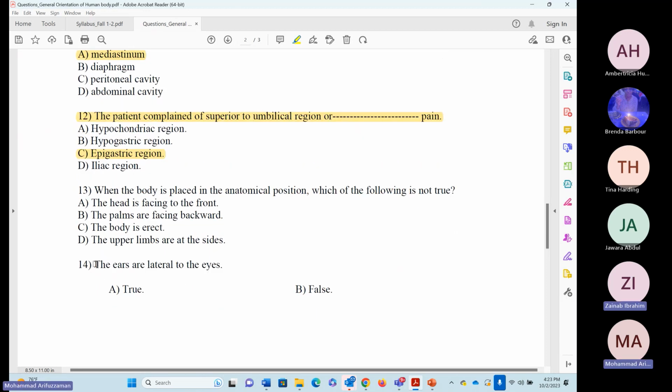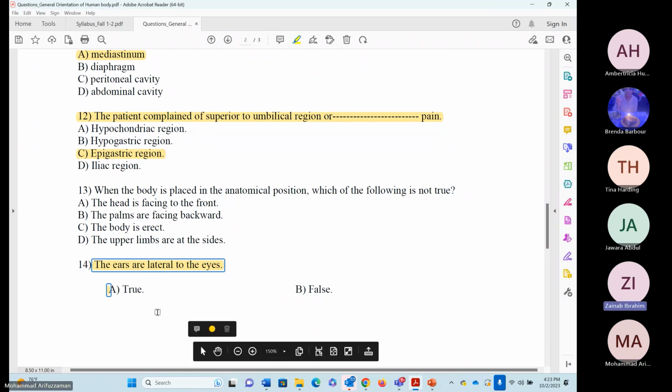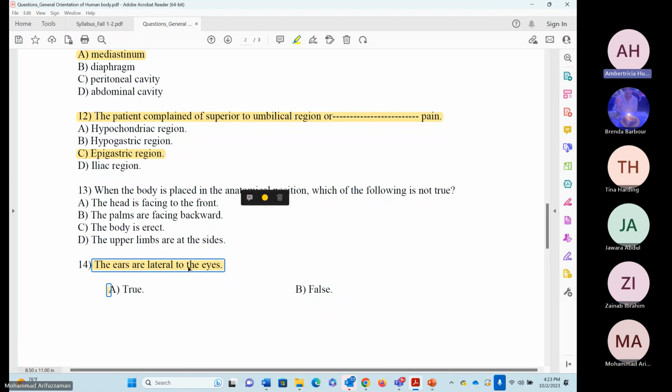The ears are lateral to the eyes. Is it true or false? True. Lateral means side. I think we discussed these questions earlier.